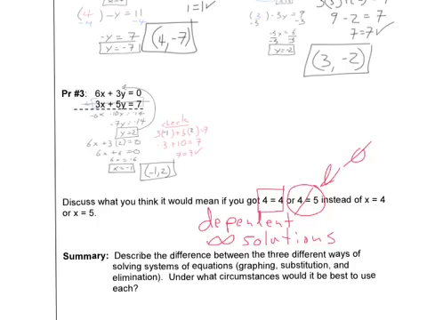I didn't have any examples like that here, but if you see it, instead of getting x equals a number, y equals a number, and you get 4 equals 4, that means there's infinite solutions. And if you get like 4 equals 5 or 0 equals 2 or something that's not true, that means that there's no solution.